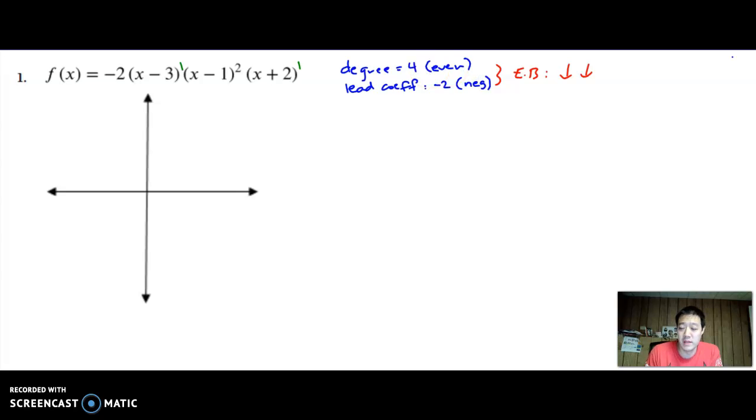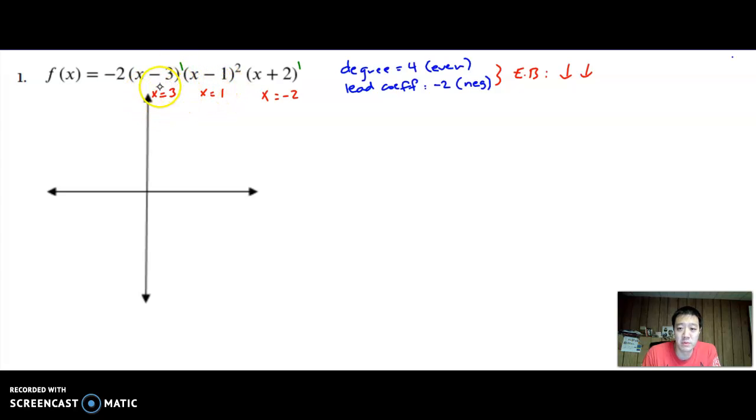Then what I'm going to do is solve for each of these factors. This is going to be x equals 3, x equals 1 and x equals negative 2. And remember, these represent your x-intercepts. I'm also going to look at the exponents on these factors, because I need to remember what the behavior is at those x-intercepts.